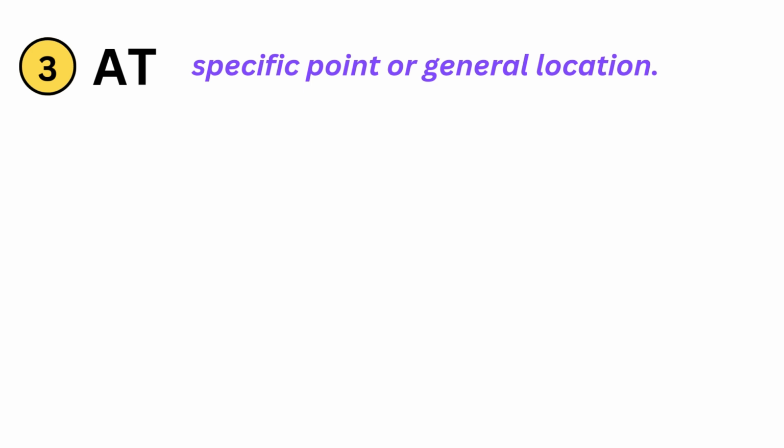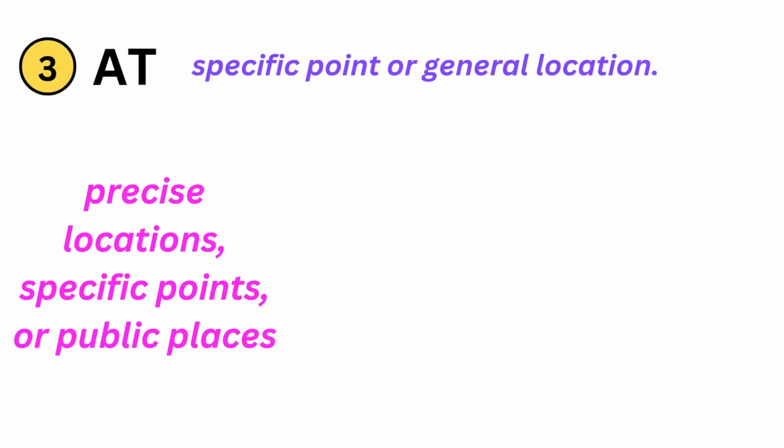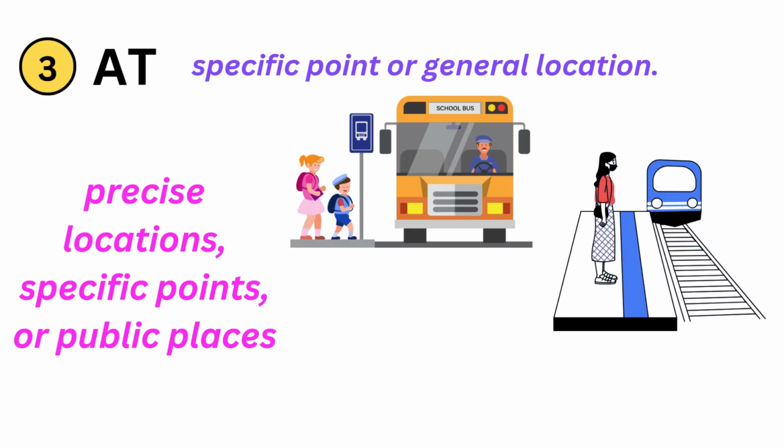Number 3. At. At refers to a specific point or general location. For example, the dog is at the front door. At is used because the dog is positioned at a specific location, the front door, without being inside or on it. At is used for precise locations, specific points, or public places like bus stops, train stations, specific addresses. It's more general than in or on and often focuses on a point rather than an area.